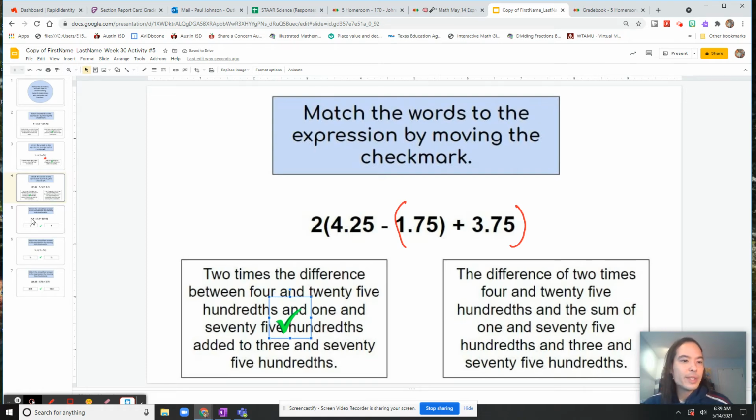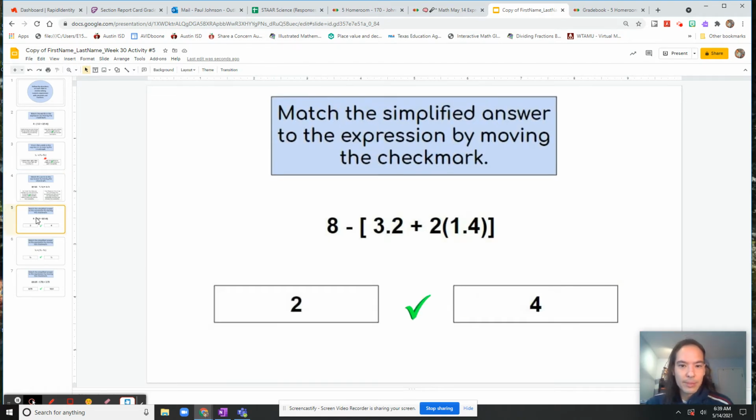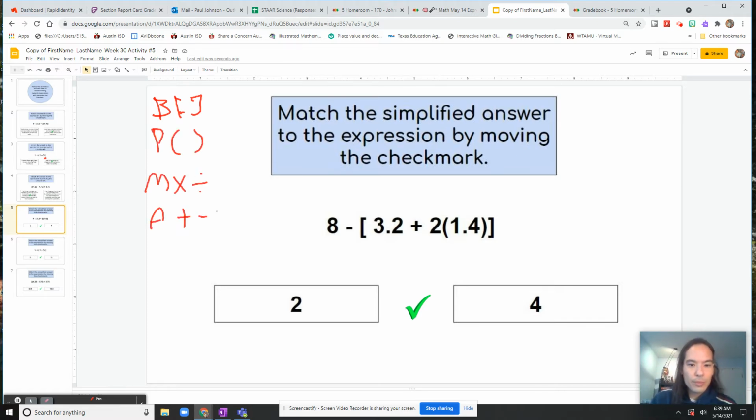And now it is time to solve these problems. All right, so let's go ahead and solve these. I'm going to solve them in the snow cone. Okay, so I'm going to use BPMA. All right, so first things first, we have to look inside our brackets. Put your bracket goggles on. Inside my brackets, I do have parentheses as multiplication. So the first thing I'm going to do is multiply 2.